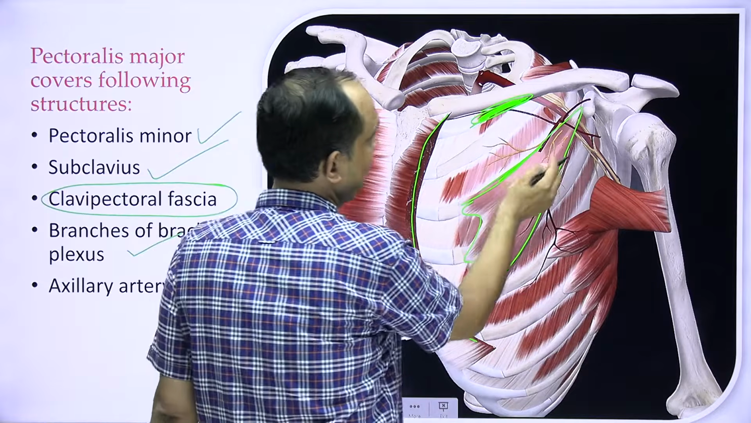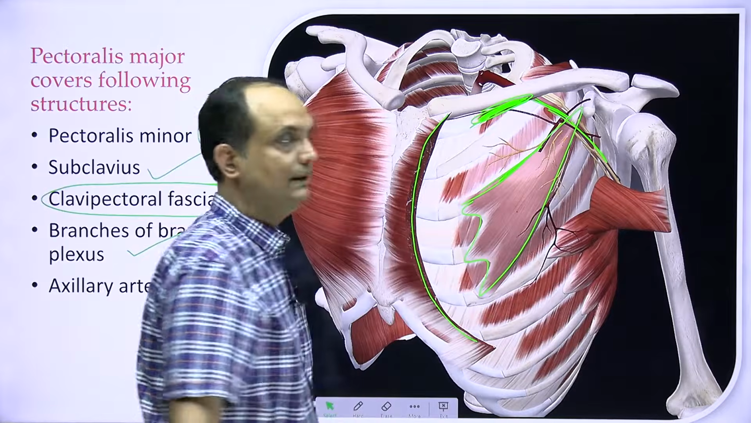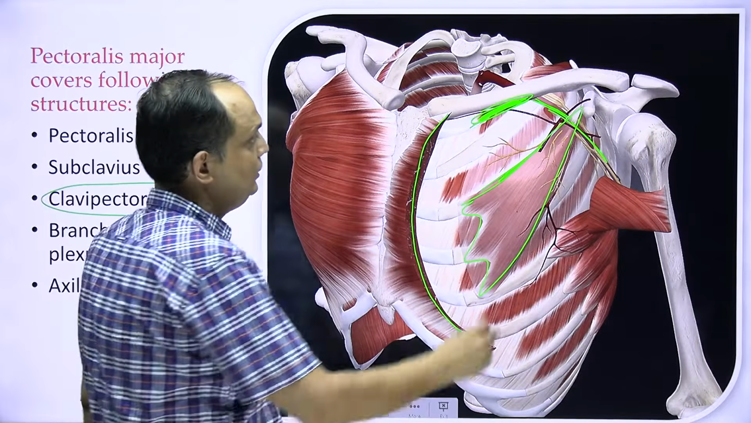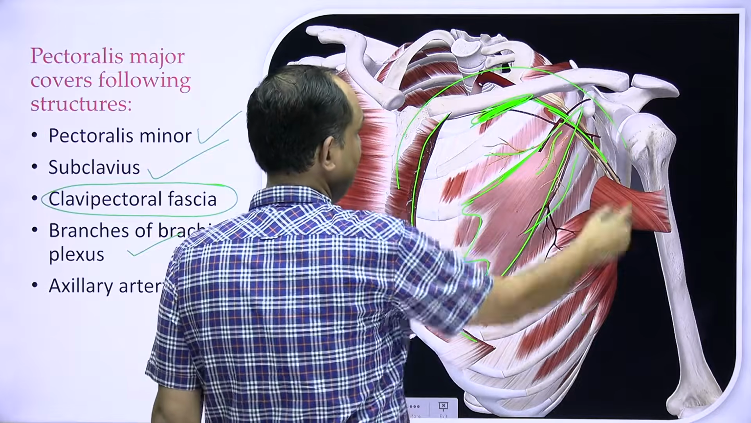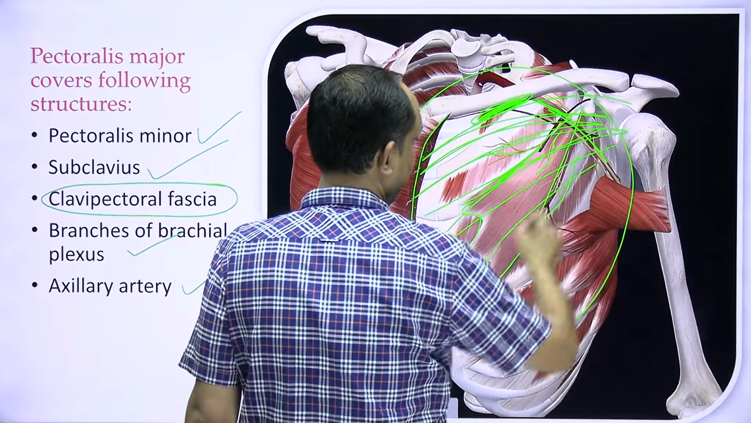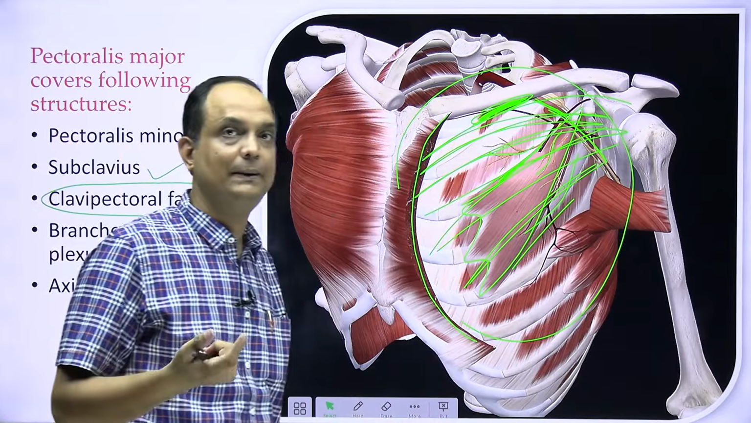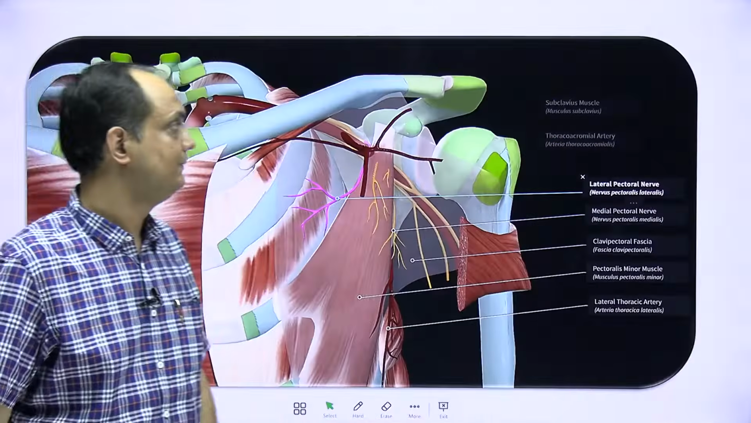Apart from that, you will find the axillary artery, which is divided into three parts by the pectoralis minor muscle. You will find the branches of the brachial plexus. All these areas are not visible because they are covered by the pectoralis major. So you have to cut the pectoralis major in the dissection to visualize all these areas.